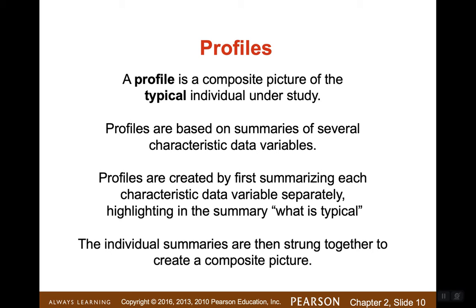So there's a concept we call a profile. The profile is where we combine a whole bunch of different attributes, represented by variables, for something. In one case, this could be for an individual under study. We take different characteristic data variables, each one representing a different characteristic, do the individual calculations, and then combine them together to create what we call a profile. We can use an example of what is typical, assemble them all together, and it creates a composite picture.